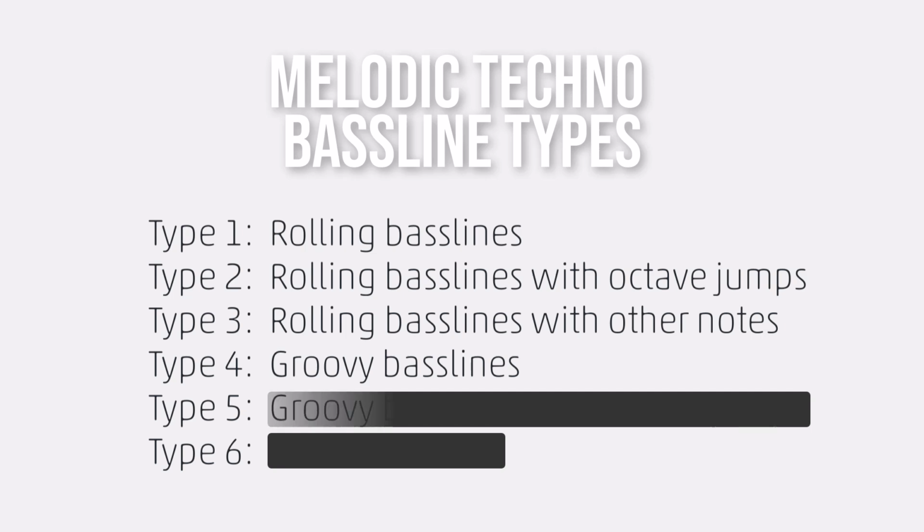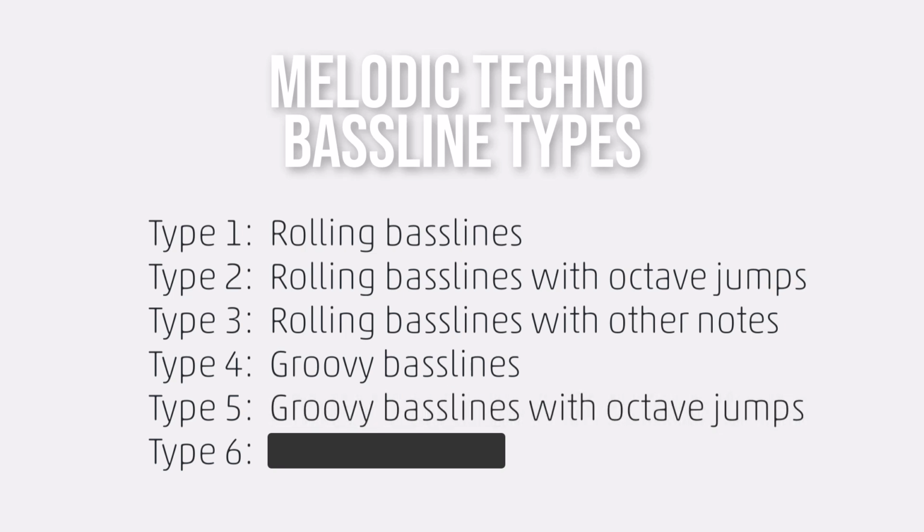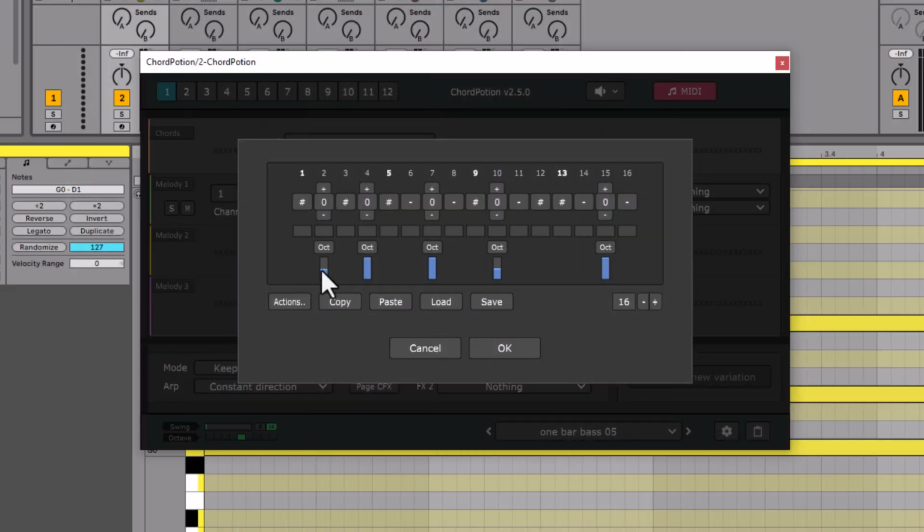Number 5. Groovy basslines with octave jumps. Of course, you can use octave jumps here as well. Let's take a look.